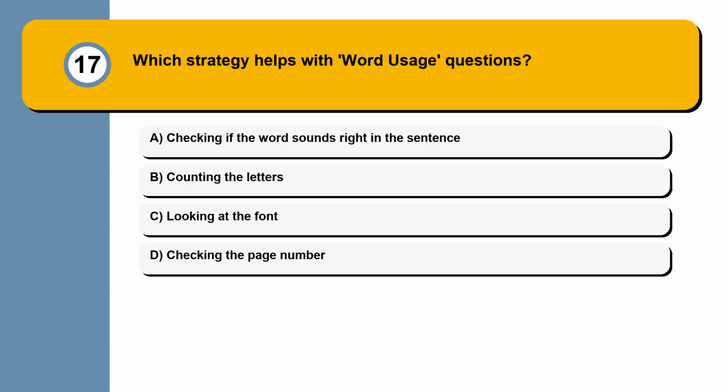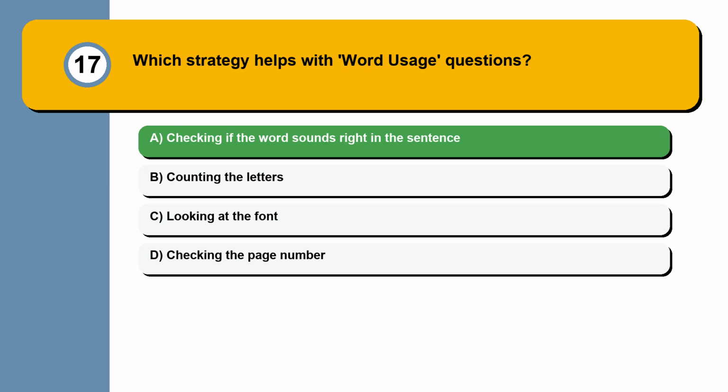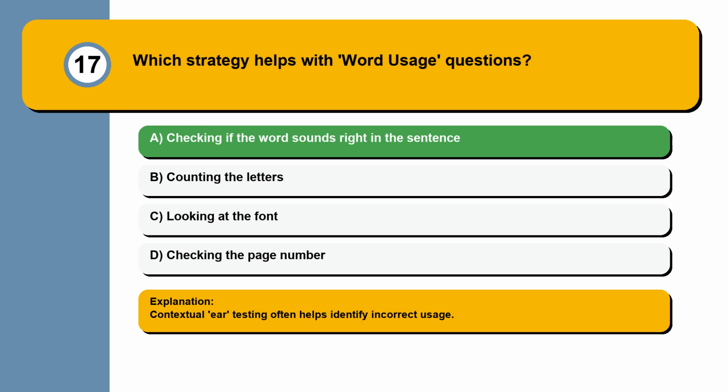Question 17. Which strategy helps with word usage questions? Checking if the word sounds right in the sentence, counting the letters, looking at the font, checking the page number. Contextual ear testing often helps identify incorrect usage.